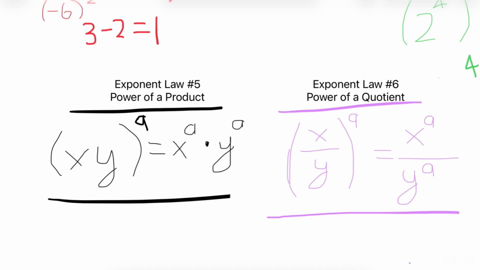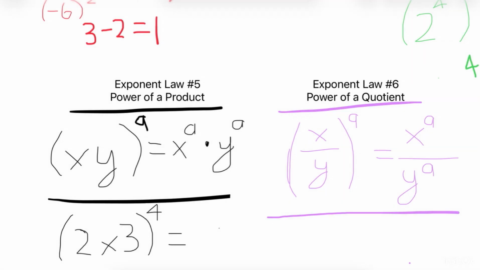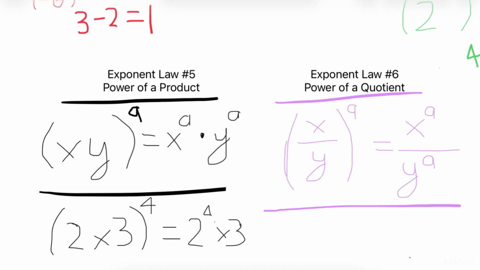So let's do a practice question here. Let's say you have (2 times 3) to the exponent 4. How would you solve this? This basically just means that the exponent of 4 goes to both numbers, which gives you 2 to the 4th times 3 to the 4th.